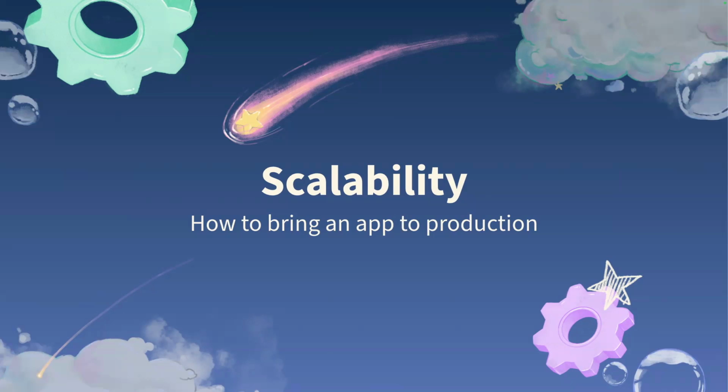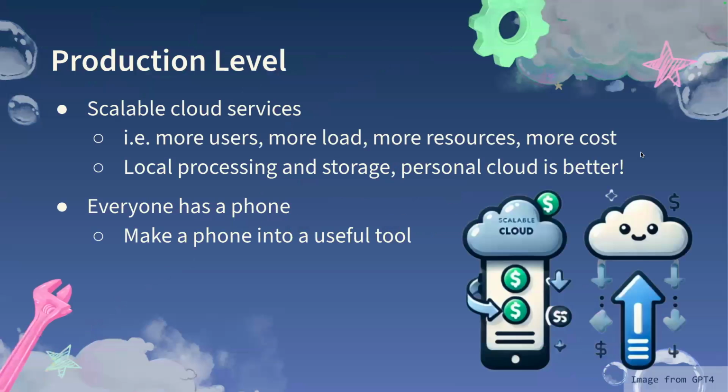Cool. All right. Scalability. So this is the last topic. How to bring an app to production. So scalability is usually important in hackathons. They usually ask you, the judges will ask you, how would you scale your idea or application? And within mobile applications, it's a bit different. So we want to make sure that we have scalable cloud services. So kind of everything uses the cloud nowadays. More users, more load, more resources, and more costs. So we have to be careful about that.